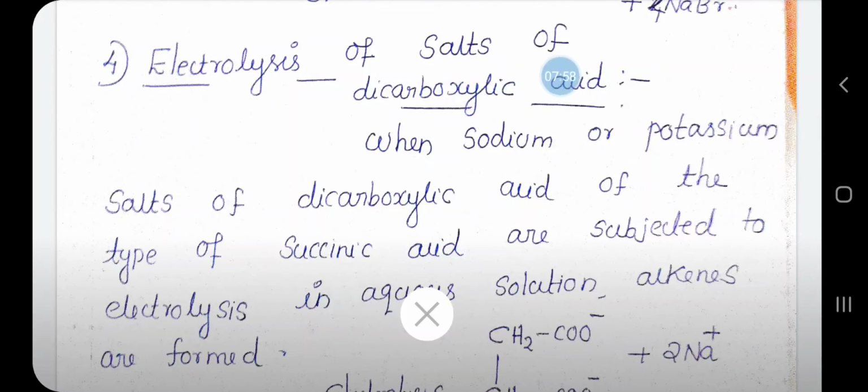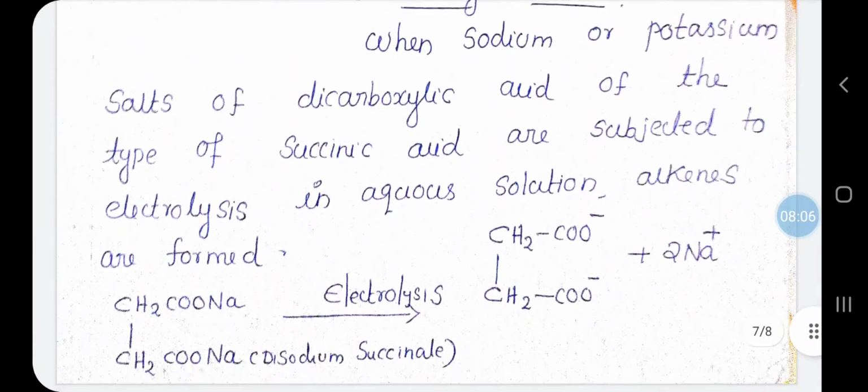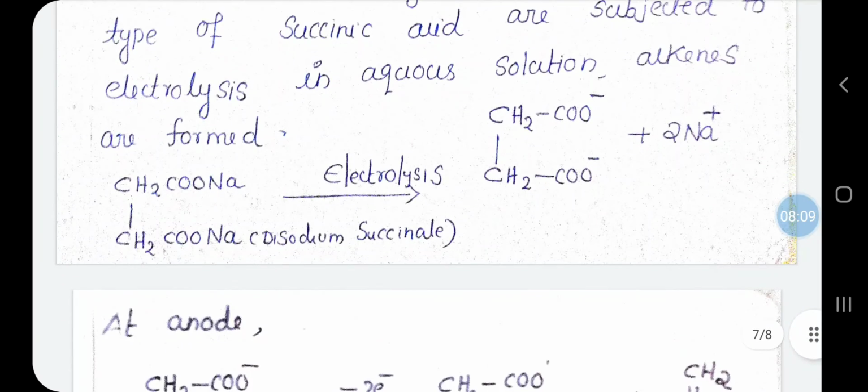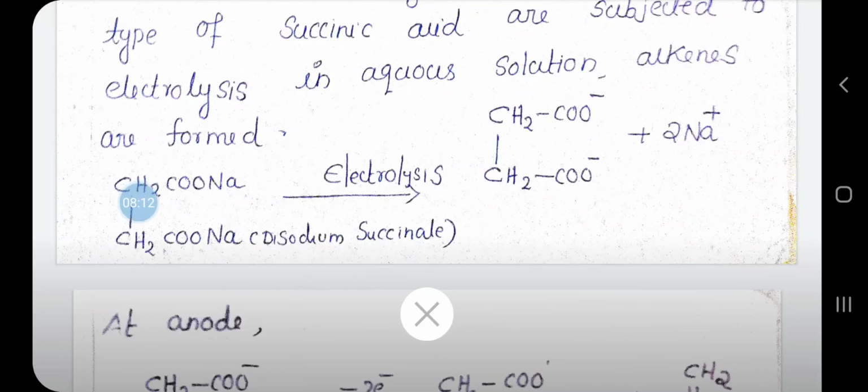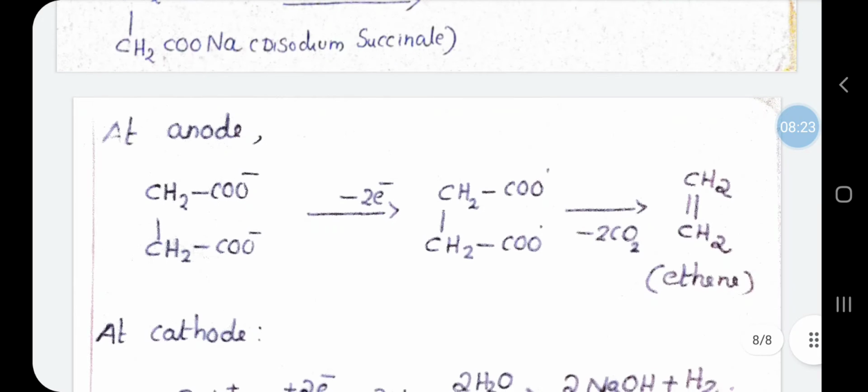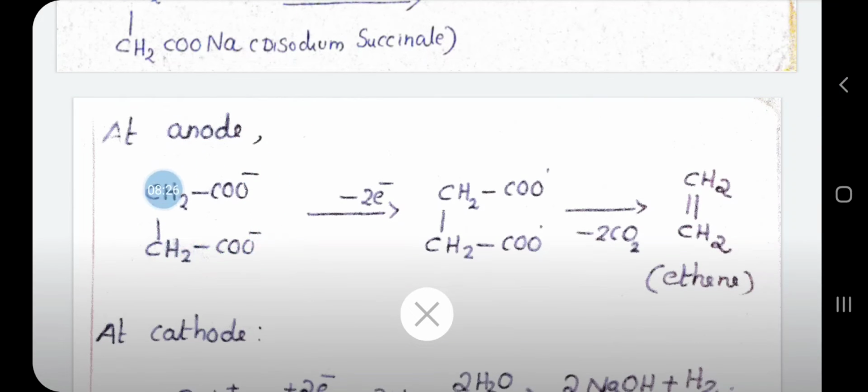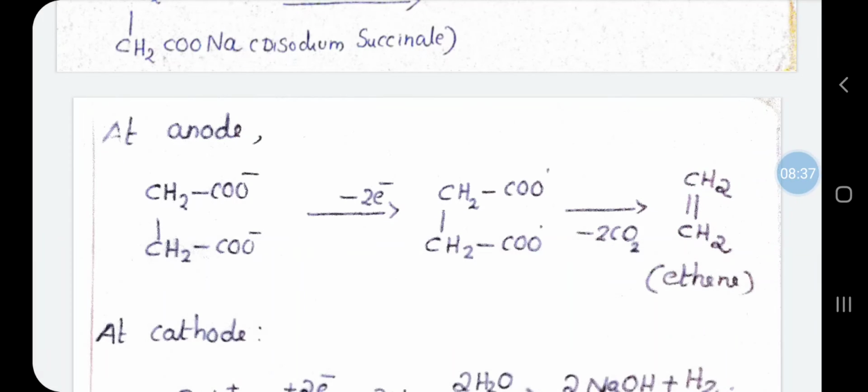Next one is the electrolysis of salts of dicarboxylic acids. For alkane preparation we use monocarboxylic acid salts; in place of that, here we use the corresponding salts of dicarboxylic acids. So when disodium succinate, CH2COONa, CH2COONa, is electrolyzed, it gives the corresponding ions CH2COO- and CH2COO- with Na+, and at the anode this anion combines with electrons, giving the corresponding free radical. From that, two molecules of carbon dioxide will be eliminated and the corresponding alkene, that is ethene, will be produced.